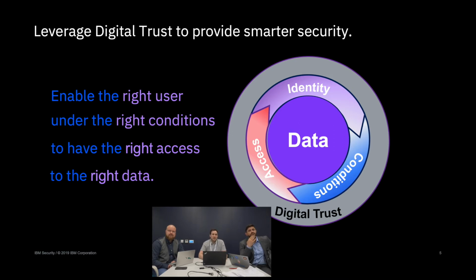So the right user: am I who I say I am? Can you prove it? What are we doing to get that established? Under the right conditions, in terms of what device maybe you're coming from. Is it a company owned device? Is it your device? How do we establish that? How do we understand it to have the right access? Do you need this access? Is this data pertinent to your day-to-day role? Do you actually need it?